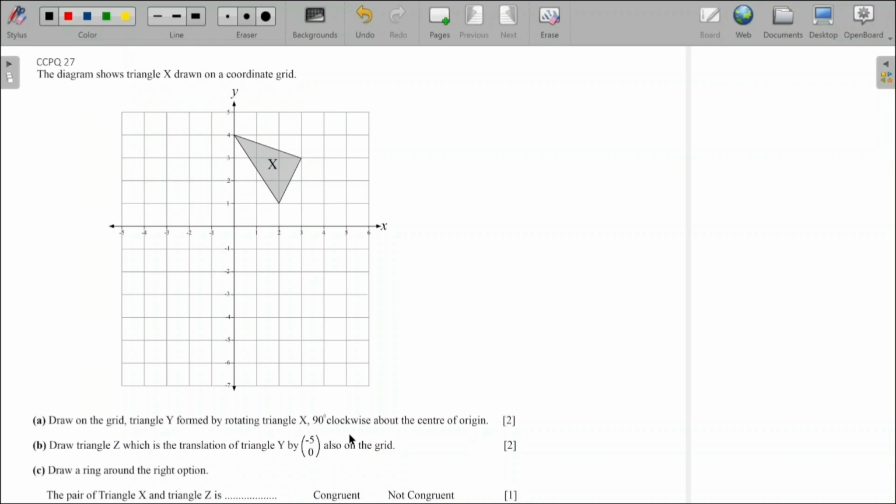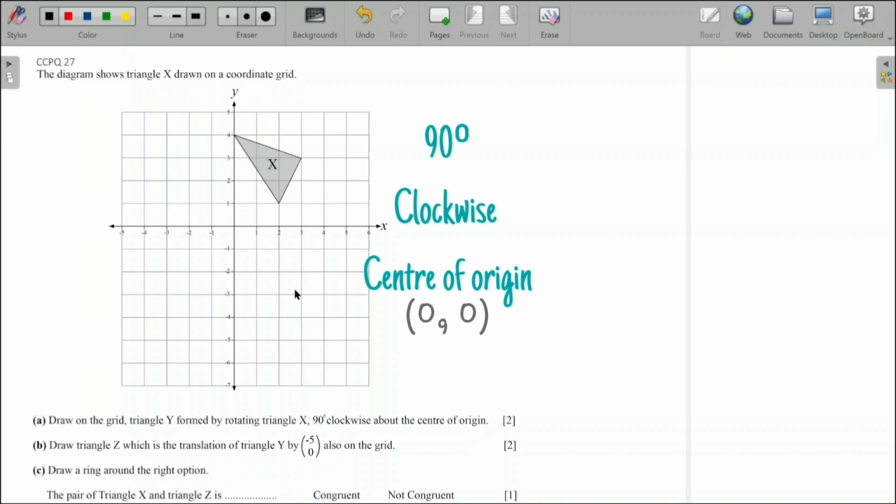The terms we need to note here: we have 90 degrees, we have clockwise, we have about the center of origin. The center of origin is where X is 0 and Y is 0, which is here. We're rotating triangle X about it, so note that this is where we have it. Also the term clockwise. Clockwise is going this way, anti-clockwise is going that way. That will be explained as we move on in the question.